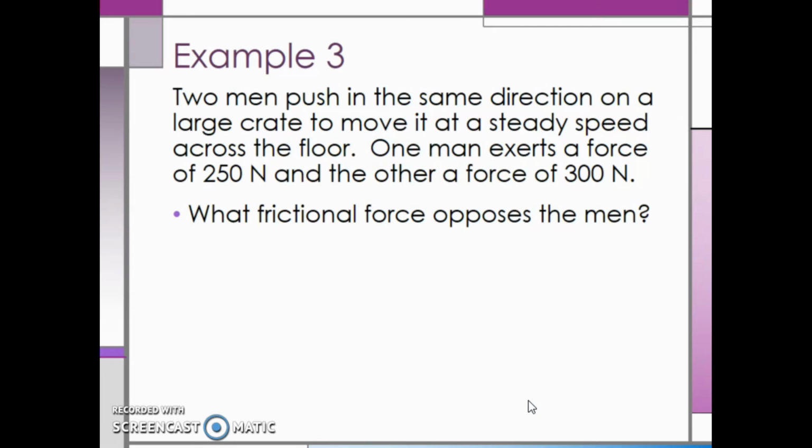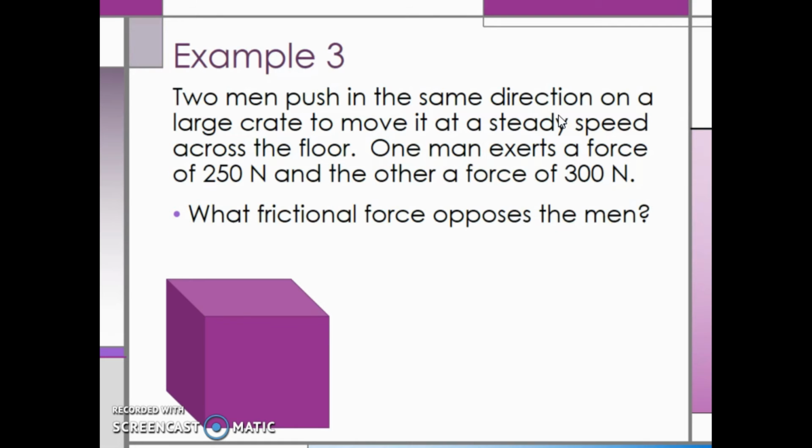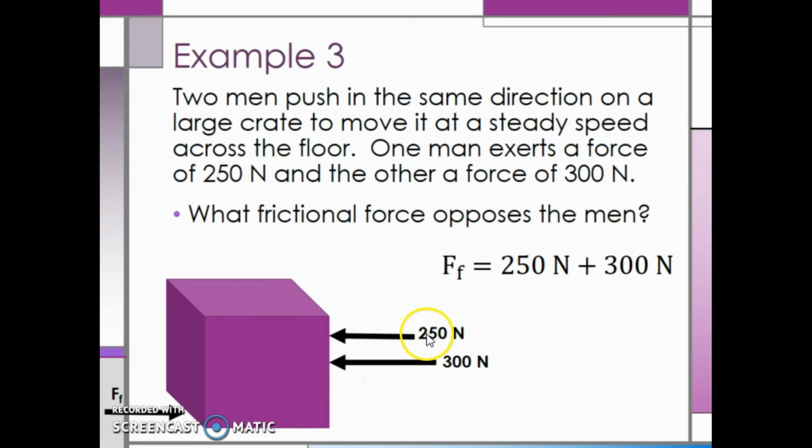First of all, notice that we are told that they push in the same direction at a steady speed. Since the crate is moving at a steady speed, the crate is in equilibrium, meaning the net force is zero. Thus, the total forces pushing the crate must equal the total forces opposing motion, which in this case would be only friction. So we can add 250 newtons plus 300 newtons, which equals 550 newtons.